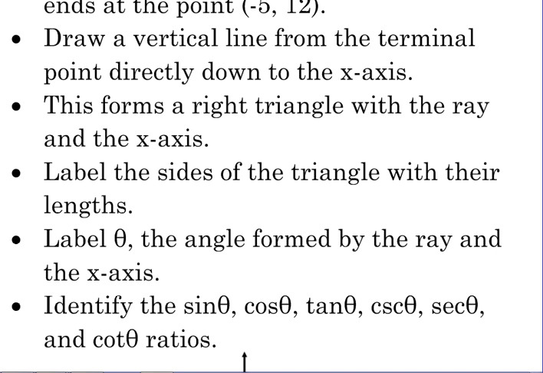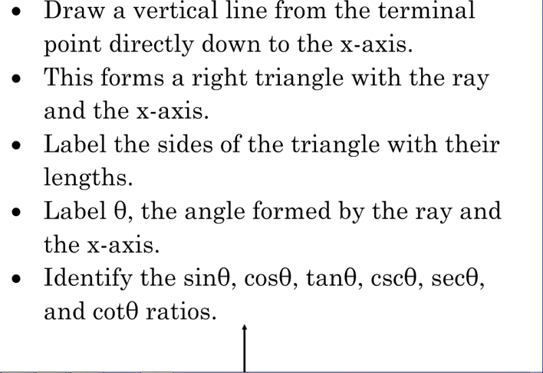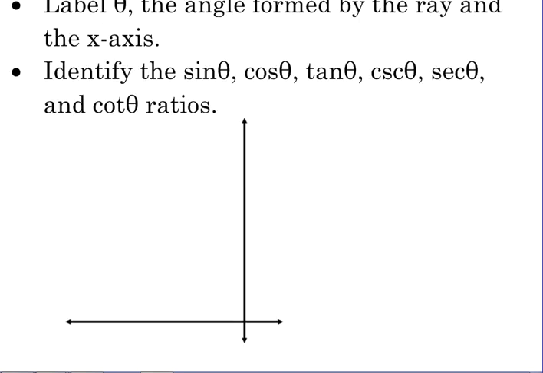We want to draw a vertical line that goes from the terminal point directly to the x-axis. So let's draw what we've got here. We've got -5 right here, +12 here. We're ending up right out there, so we draw the ray. Then we draw a vertical line from that point down to the x-axis. Guess what that forms? A right angle. So what we have is a right triangle.